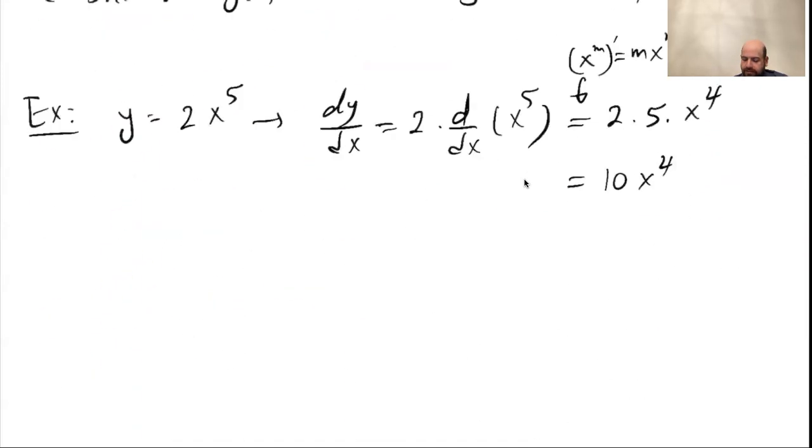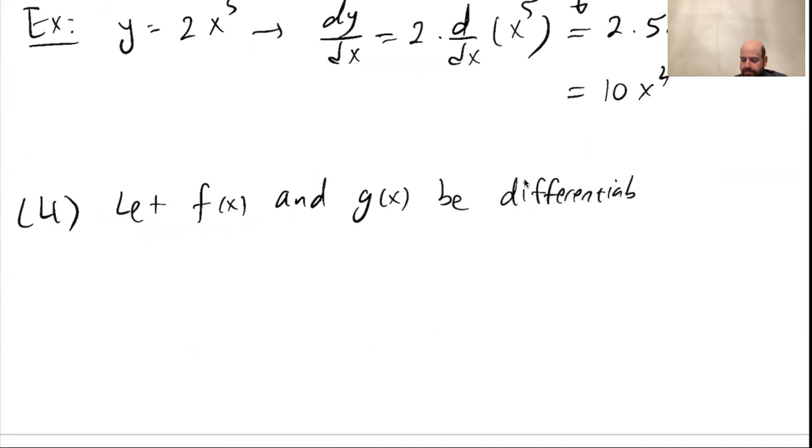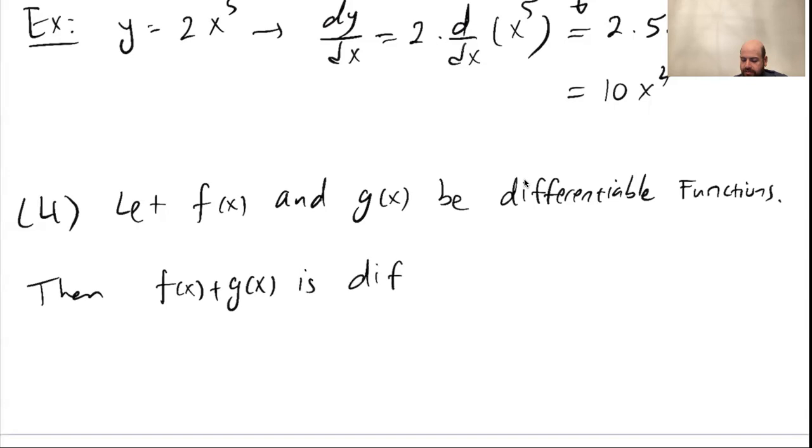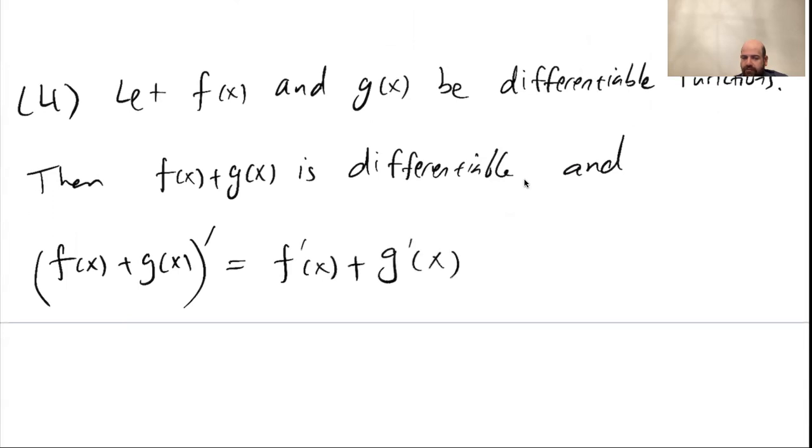Okay, so another derivative rule, the fourth one. Let f of x and g of x be differentiable functions, then f of x plus g of x is differentiable, and the derivative of addition of two functions is simply addition of the derivatives. So the derivative of f of x plus g of x is equal to f prime of x plus g prime of x. The derivative of addition is simply addition of derivatives.